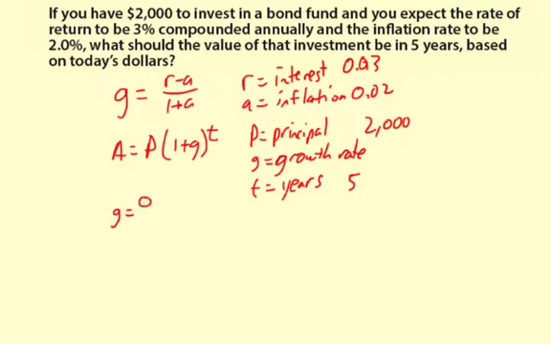So it's going to be 0.03 minus 0.02 divided by 1 plus 0.02. I can simplify this. 0.03 minus 0.02 is 0.01 divided by 1 plus 0.02, which is just 1.02. Okay, so that's my overall growth rate. Let's go to the calculator.